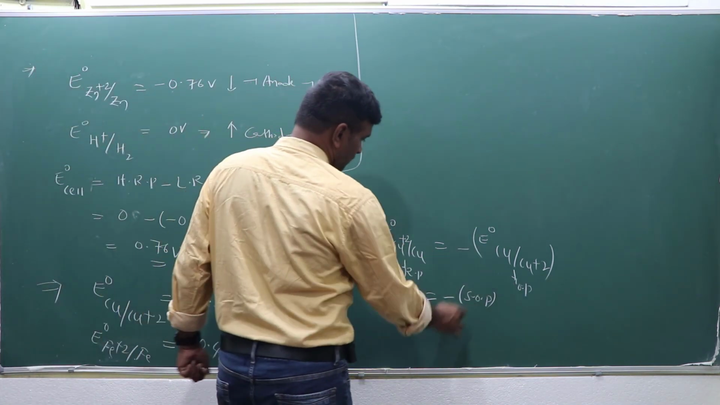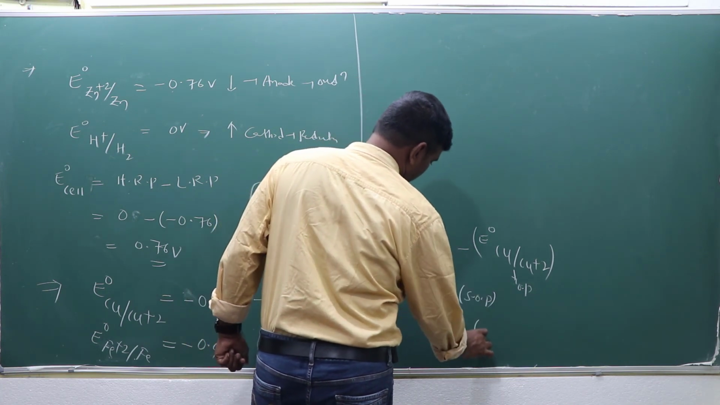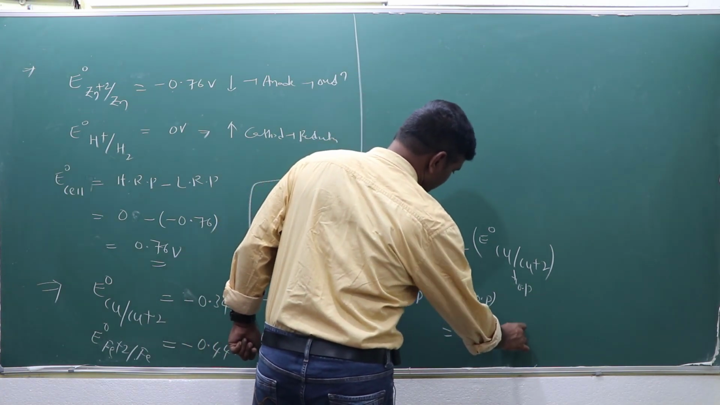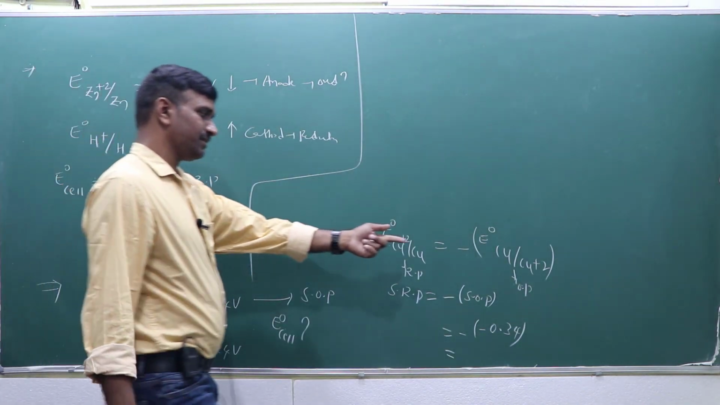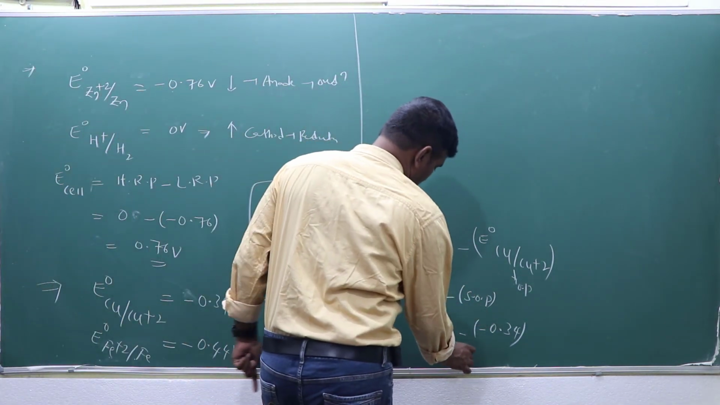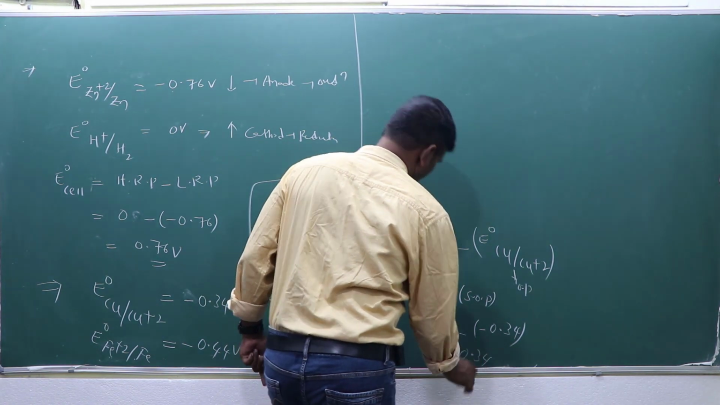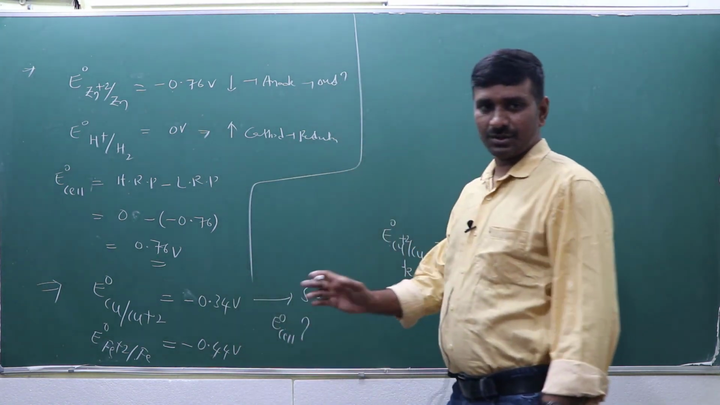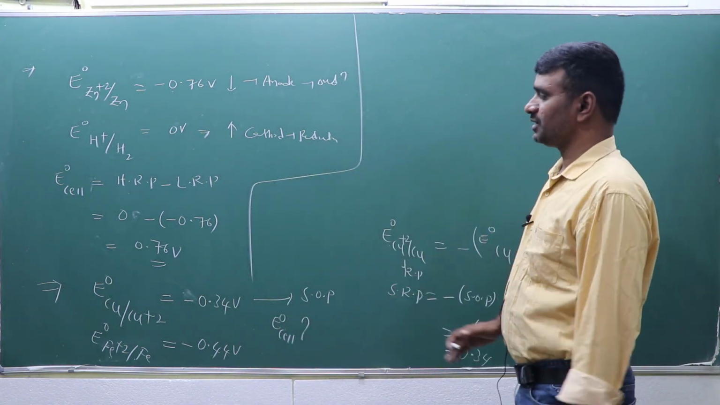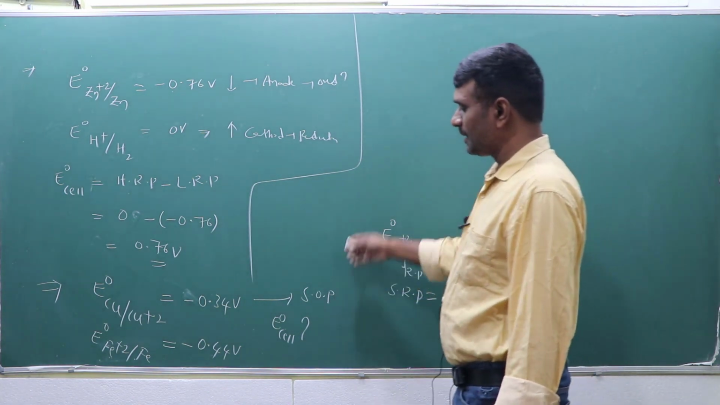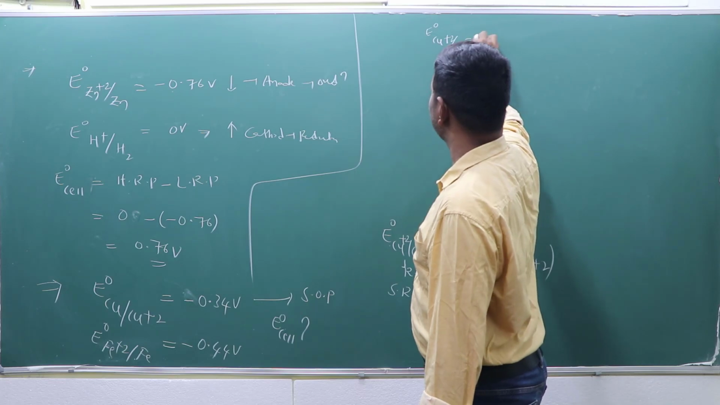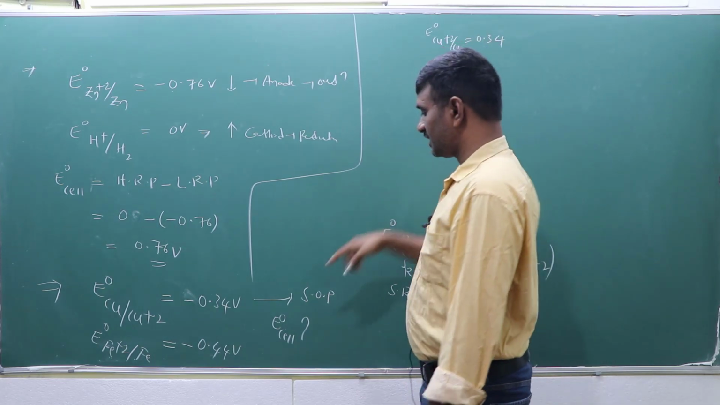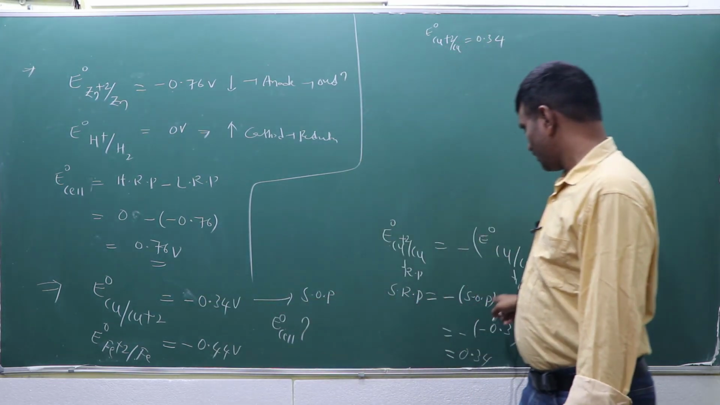So how much will it be? The reduction potential is minus of minus 0.34. This minus 0.34 is the oxidation potential, so it is converted to the reduction potential. Now both are reduction potentials. Compare which one is the higher reduction potential and which is lower. That means E0 of Cu2+ to Cu, after conversion, is 0.34.